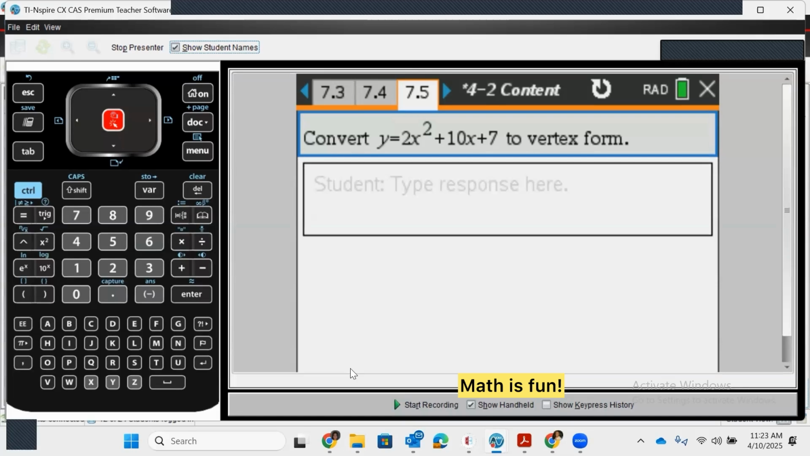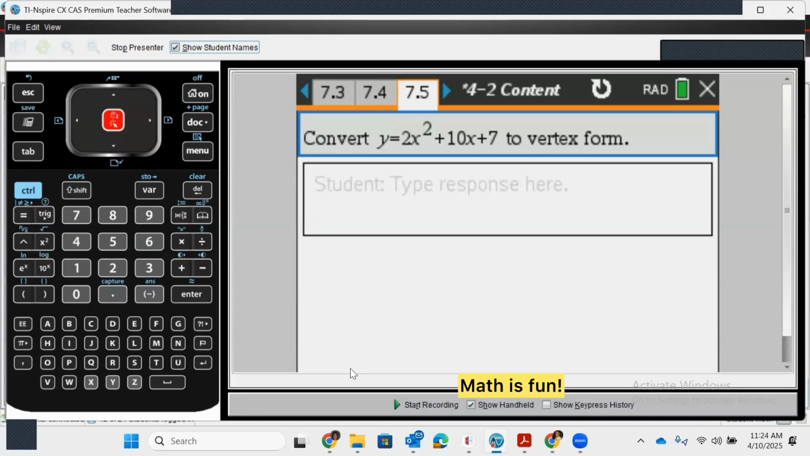Now I need somebody to plug it in. I want everybody to do it, but the fastest person that gets it done, tell me what you got. So I just plug the numbers in, so it's negative 10 divided by 2 times 2. So A is 2. So negative 10 divided by, what's 2 times 2? 4.